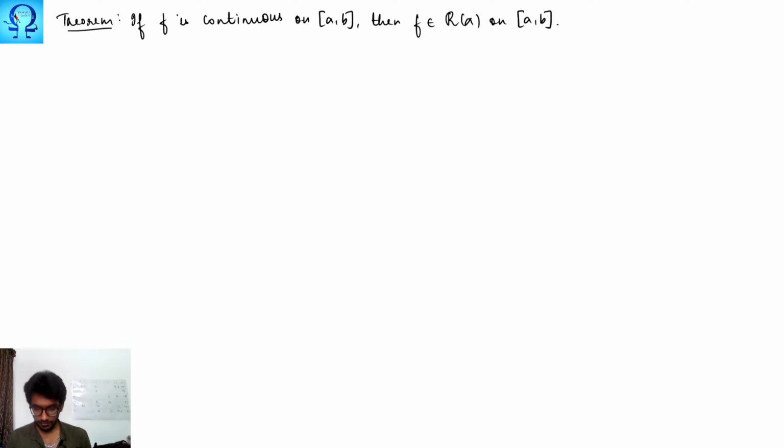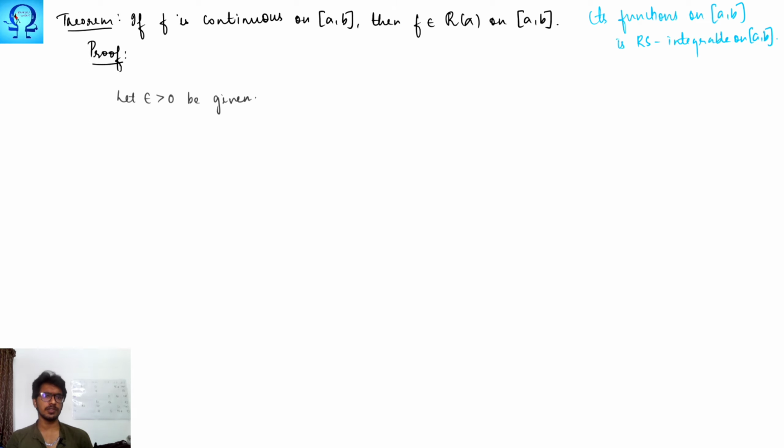So if we wish to rewrite this statement in a simpler way: continuous functions on any closed interval are RS integrable on the same closed interval [a, b]. In a simpler notation, we shall write like this. Okay, let us get into the technical proof of this.